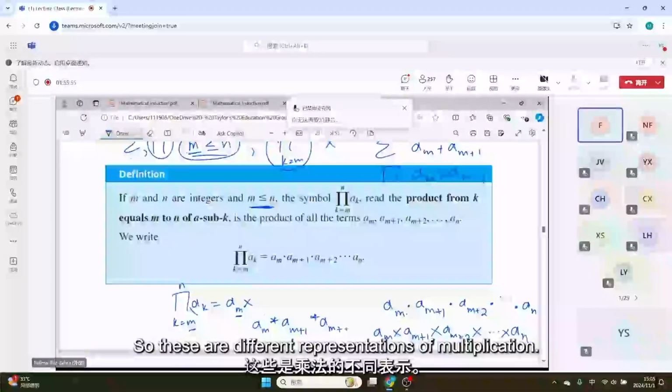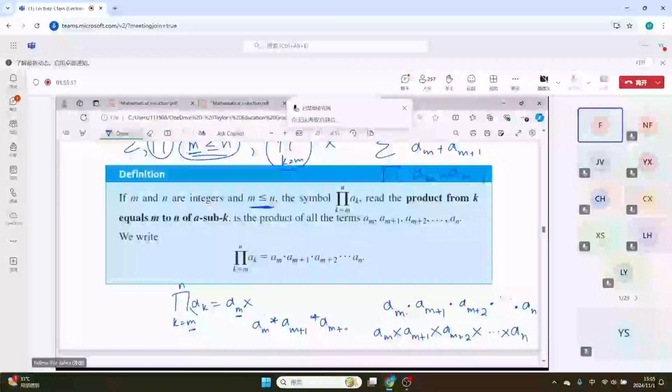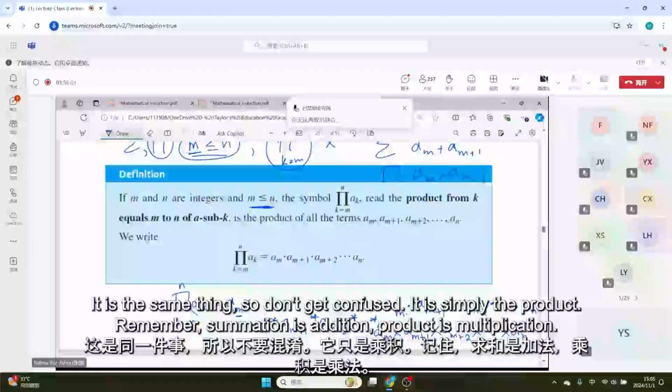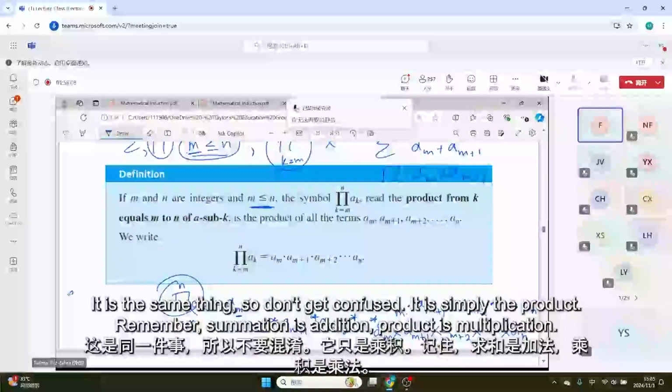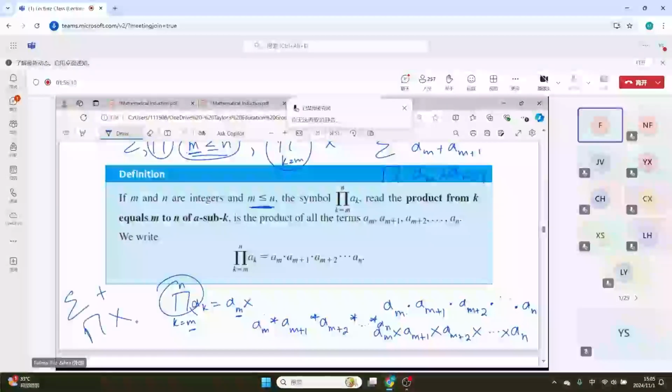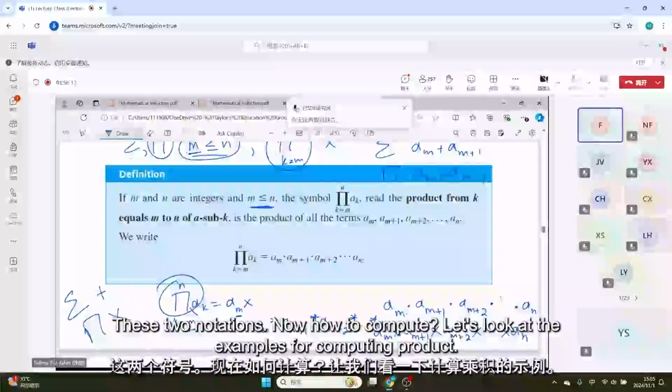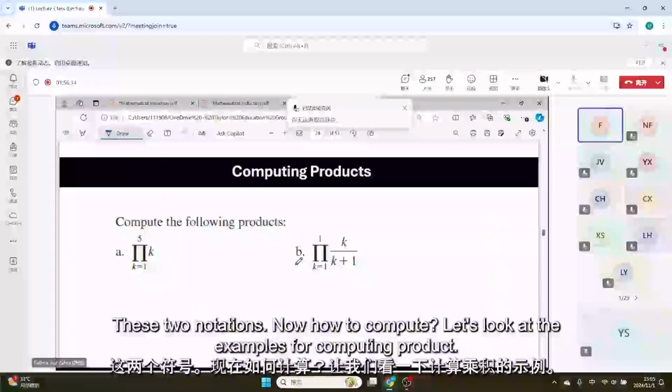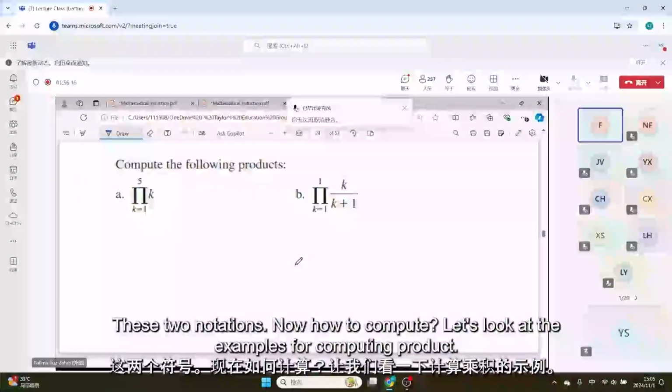So these are different representations of multiplication. It's the same thing, so don't get confused. It's simply the product. Remember, summation is addition, product is multiplication. Okay. These two notations. Now, how to compute? Let's look at the examples for computing product.